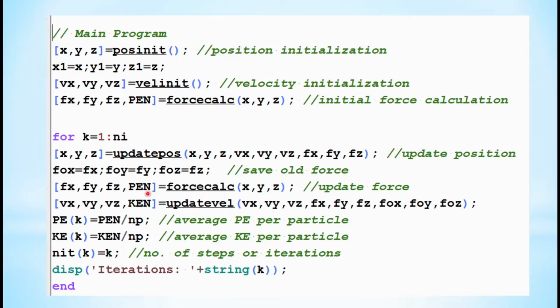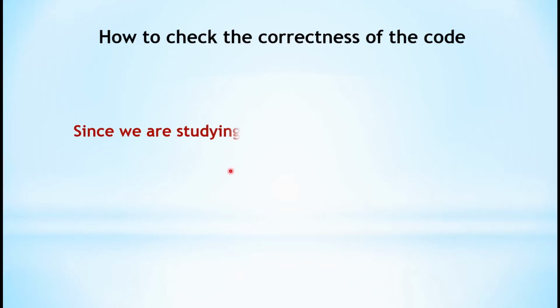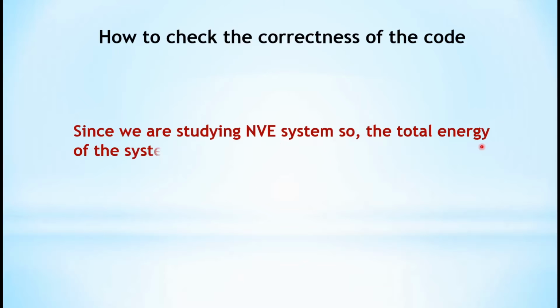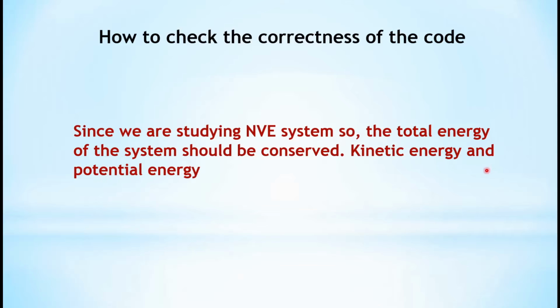Pen is the total potential energy of all the particles and Ken is the total kinetic energy. We can calculate Pe, that is average potential energy per particle, and Ke, average kinetic energy per particle. We are also saving the number of iterations in a vector, say nit. So nit bracket k equal to k. Then display iterations string k. Finally, how to check the correctness of the code. Since we are studying NVE system, so total energy of the system should be conserved. Kinetic energy and potential energy can vary.